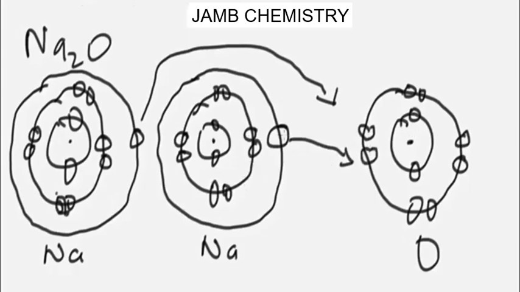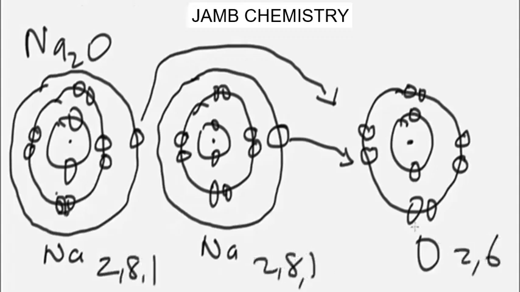Now these 3 atoms form charges to attain stability. Remember the electronic configuration of these atoms: this one is 2, 8, 1, this one is 2, 8, 1, and this one will be 2, 6. Now that they have gained stability, let me show you their ionic structure. Let me remove this. It will now be something like this.